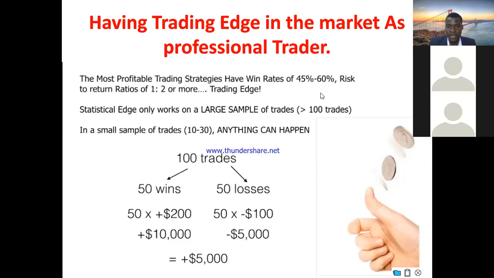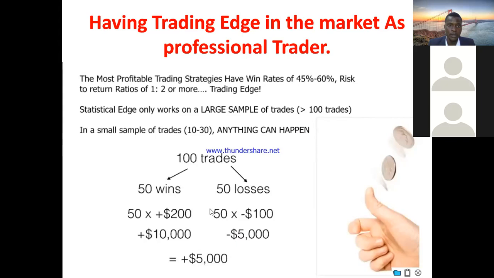Let's say you win 50 times and you lose 50 times. This is not realistic, because the winning rate of most traders is around 60, but let's even come to the middle, 50-50. So you have 50 times 200 for the winnings, and 50 times 100 for the losses. 50 times 200 is 10,000, and 50 times 100 is 5,000. So 10,000 minus 5,000, you're going to get plus 5,000. So at the end of 100 trades, you still come up as a profitable trader.